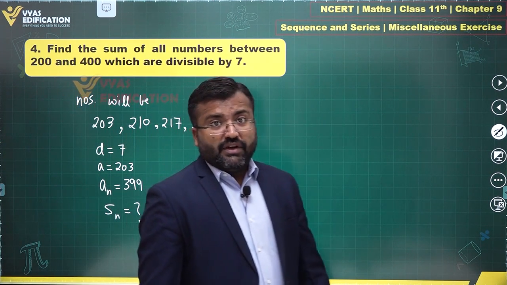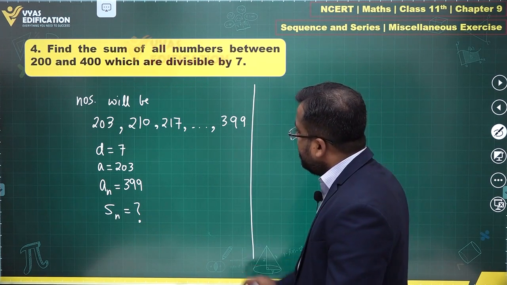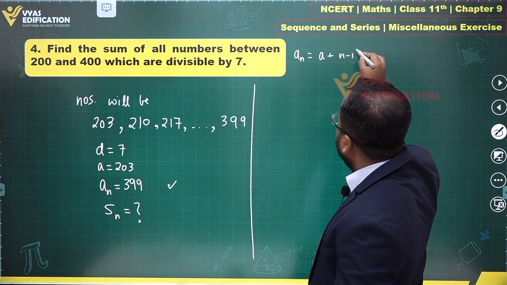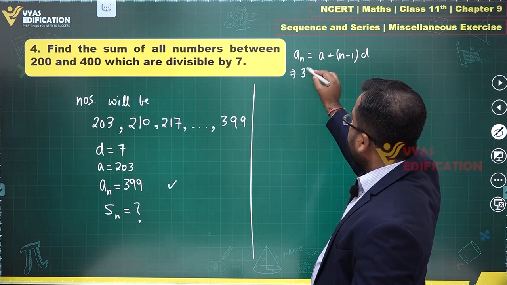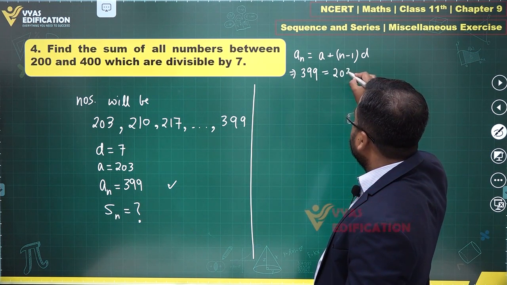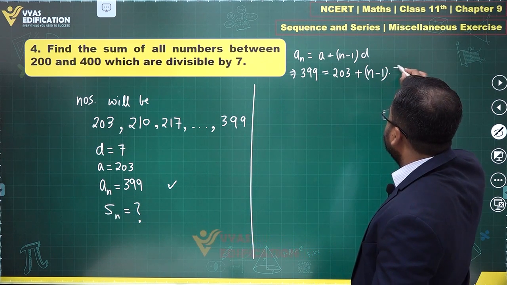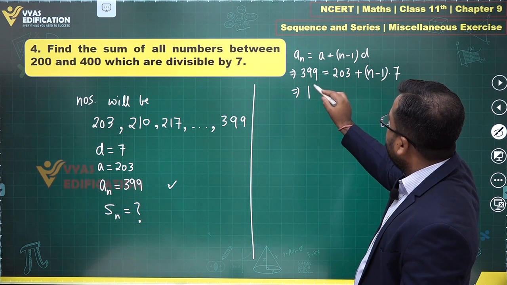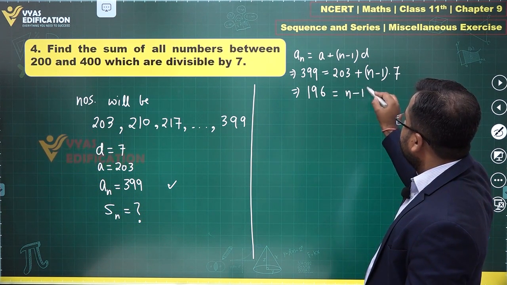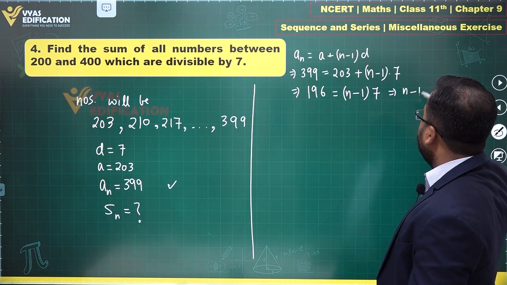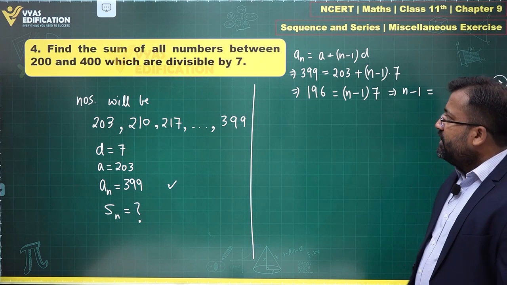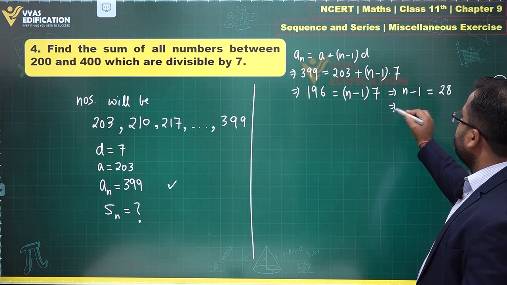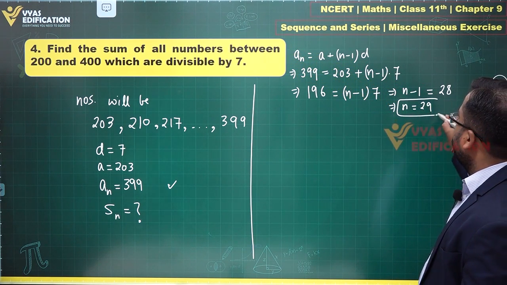For finding Sn, we need n first of all, right? And n can be obtained with the help of this. So an is equal to a plus n minus 1 d, which tells me 399 is equal to 203 plus n minus 1 times 7. Okay, 399 minus 203, what is that equal to? This is 196, which is equal to n minus 1 times 7, and that tells me n minus 1 will be equal to 196 upon 7. What is that? 140 is 20 and 28 is what I get. This is 28, which tells me n is equal to 29.